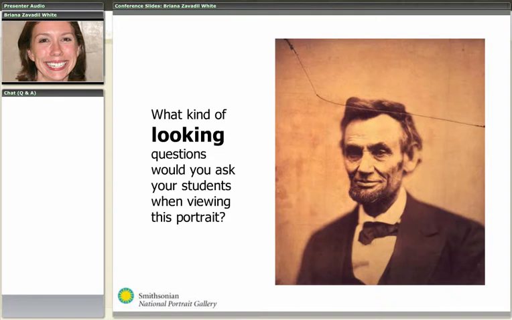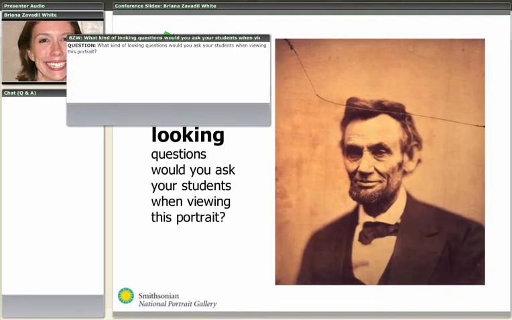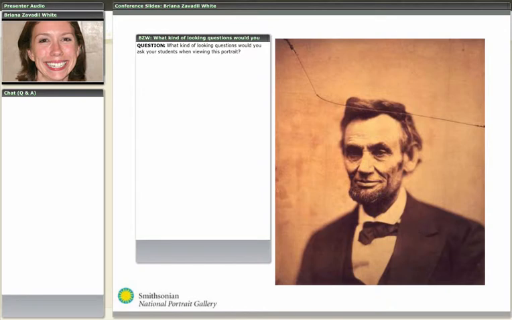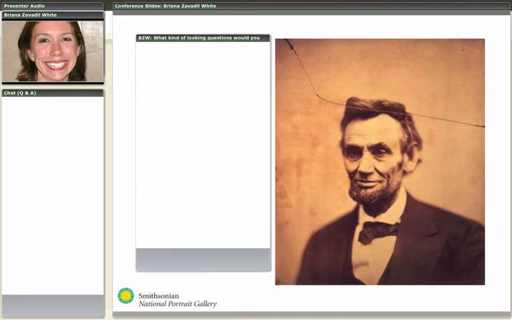So, this portrait, which David did not get to touch on very much, so I will just give you a very brief overview. This portrait was taken in February of 1865. It is, of course, a photograph. It is one of the last life sittings that Abraham Lincoln did. This piece, for those of you that might know it, is called the Cracked Plate Portrait of Abraham Lincoln.